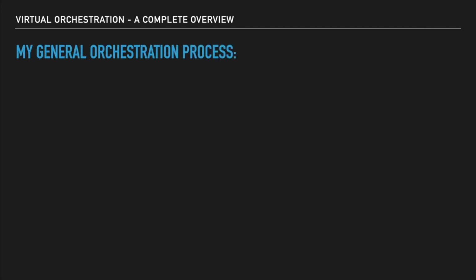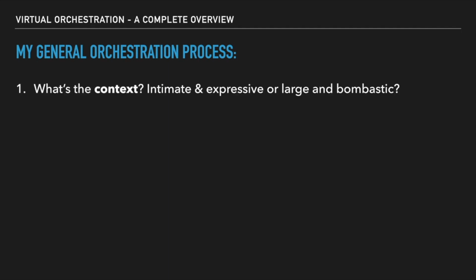So here's my general orchestration process, and then I'll show you a quick example of how I actually applied this in my day-to-day work. First of all, I have to ask myself, what is the context of this piece of music? Is it intimate and expressive, or is it large and bombastic, right? So depending on that, that's going to inform and influence the ensembles, the instruments, the size that I'm going to choose for my arrangement.